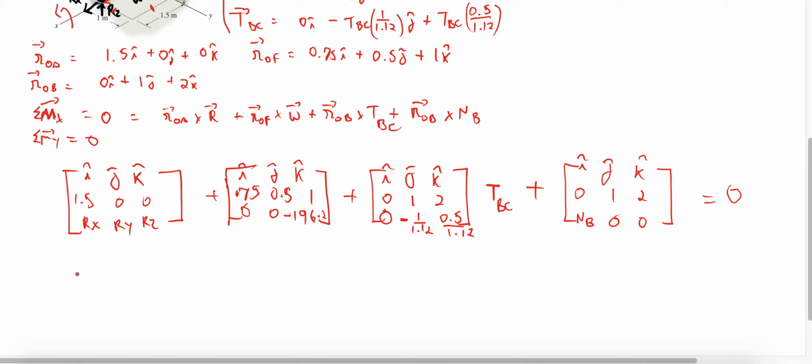So cross product of i, and adding it all up. So cover the i column and multiply the other ones. I get 0 plus 0.5 times negative 1.96. I'm sorry, 196.2.